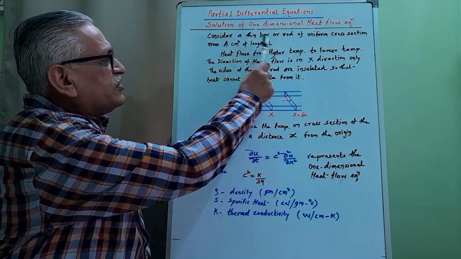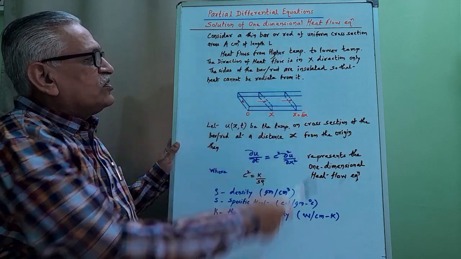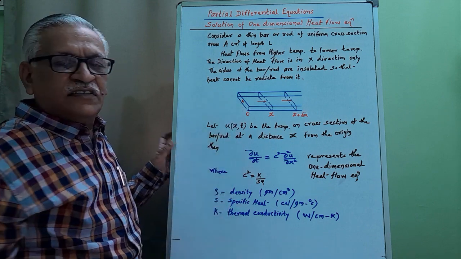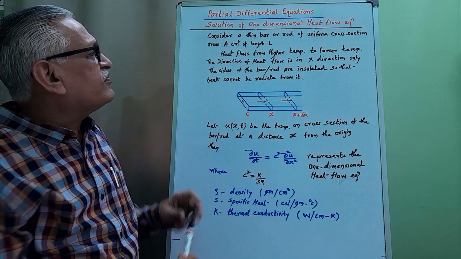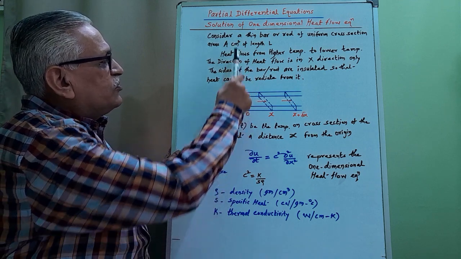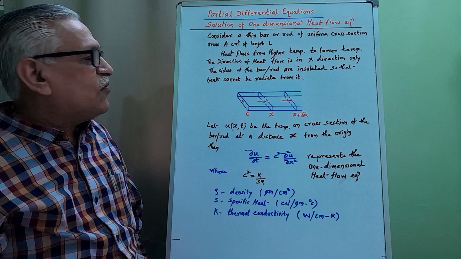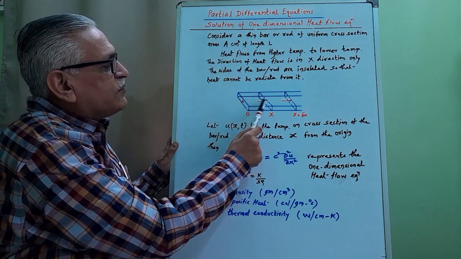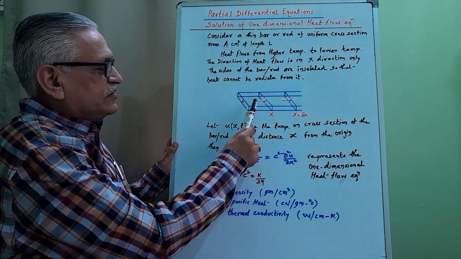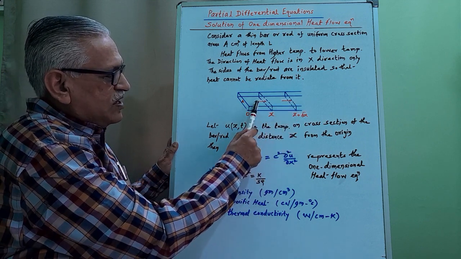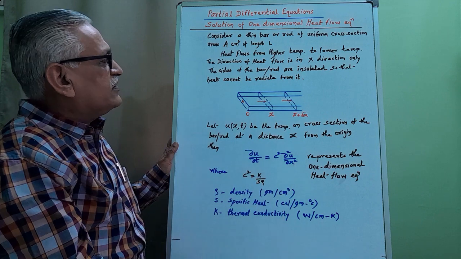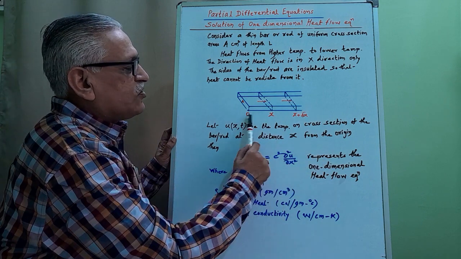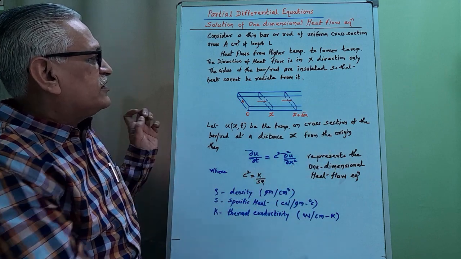For that, consider a thin bar or rod of uniform cross-section area A. Therefore, that capital A is the cross-section area, unit centimeter square, of length capital L. Heat flows from higher temperature to a lower temperature. This is the direction of heat flow from higher side to lower side. The direction of heat flow is in x direction only.